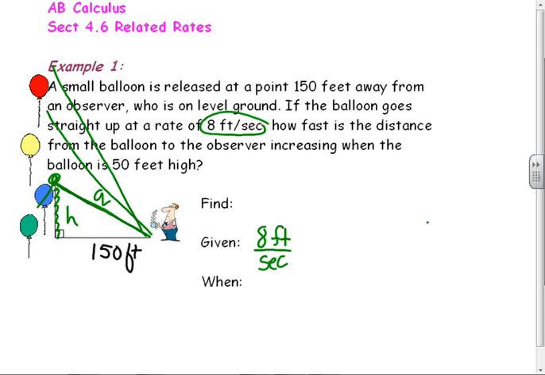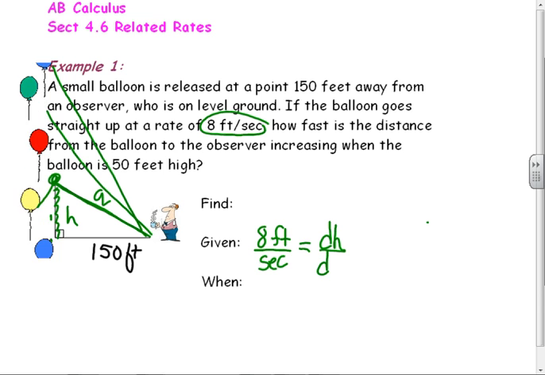Now, it says it's rising straight up at a rate of 8 feet per second. What is this the change in? It's the change in this height. See that? The balloon's starting here, it's going to go up. So it's the change in the height. So that's dH/dt. See what I'm talking about when I talk about with respect to? It's how the height changes as time changes.